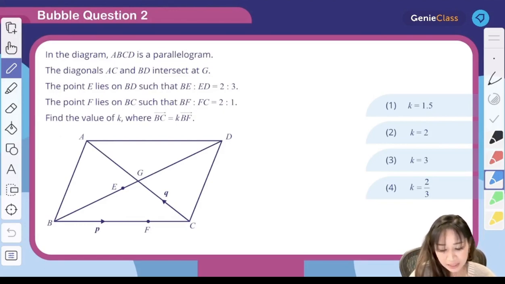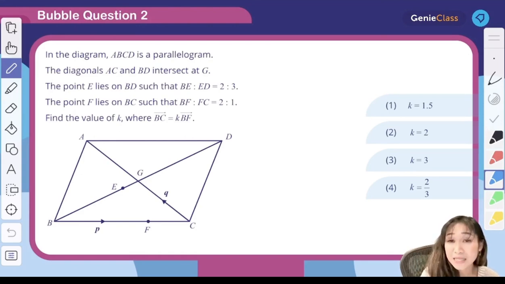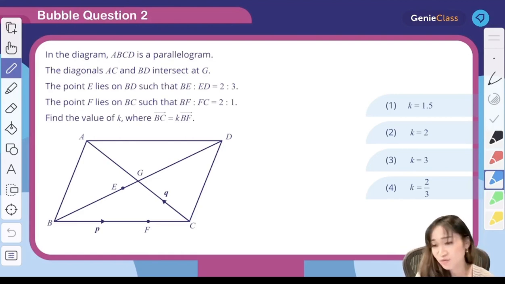Question 3. So in the diagram, we have ABCD, which is a parallelogram. It's given to you that it is a parallelogram, so you don't have to assume. And diagonals AC and BD intersect at point G. Then point E lies on BD such that BE to ED is 2:3. F lies on BC such that BF to FC is 2:1. So find the value of K where BC equals K of BF. So what is that value of K? You guys have 1 minute for this. Okay, your time starts now.